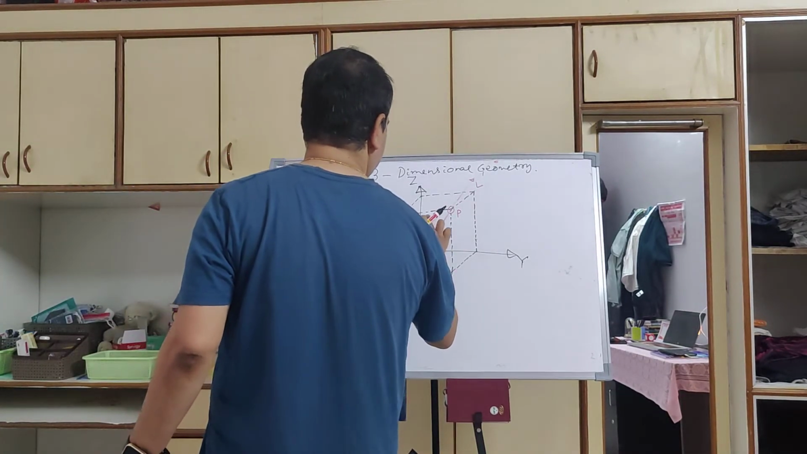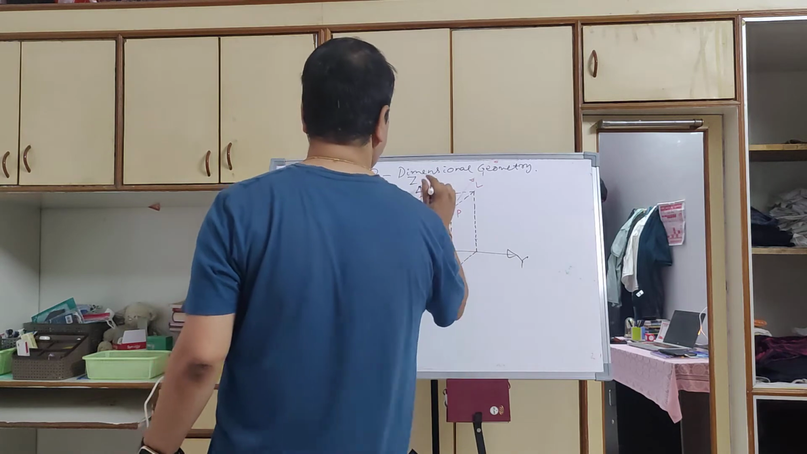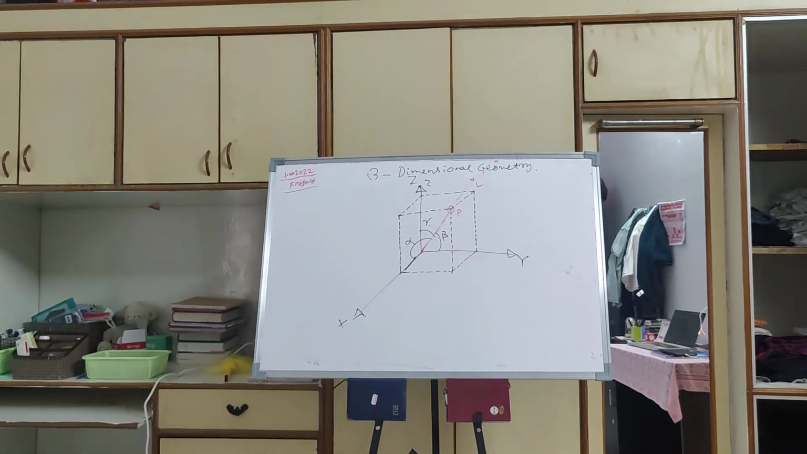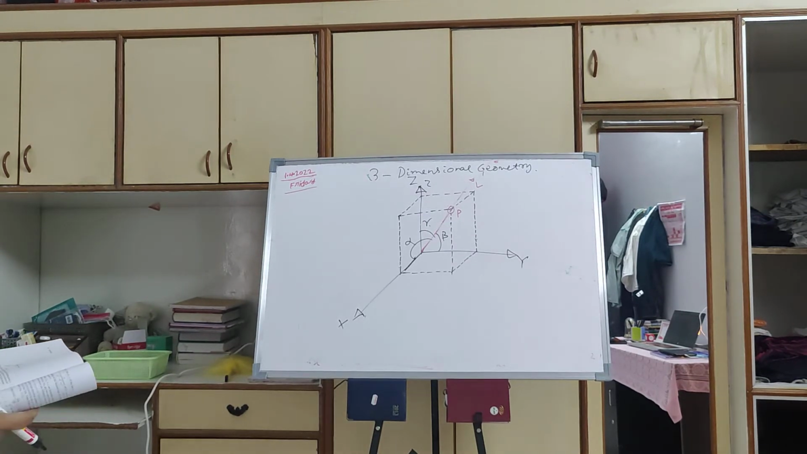Alpha, beta, the x, first y, one z. So this is z. So this is gamma. So you are making three different angles. Okay. Then you have point P and all this.